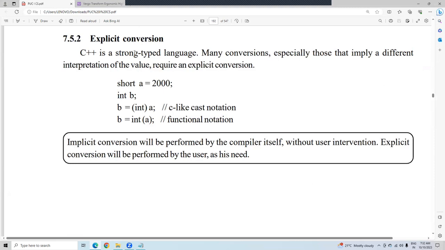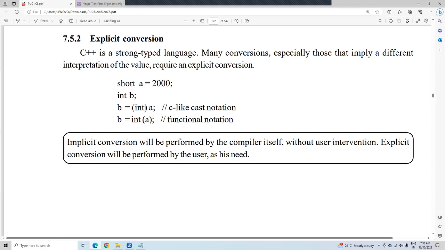So C++ is a strongly typed language. Many conversions, especially those that imply a different interpretation of the value, require an explicit conversion. Short int a equal to 2000, int b is there. b equal to int of a means a is forcibly told to C++ to convert this value to int type only. I'm instructing the C++ compiler not to convert it to any other data type as per your implicit rules. Convert it to int only.